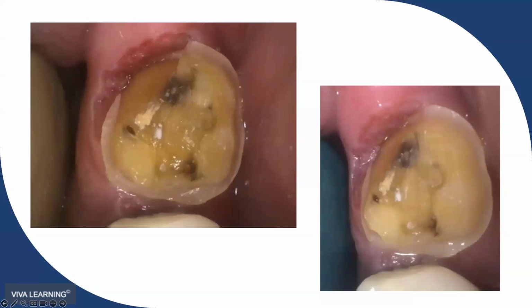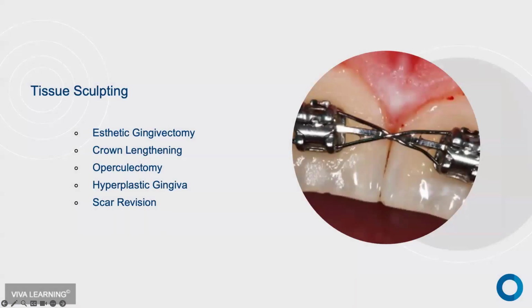Okay, so those are some more extreme and deeper cases. But another method that I have in here is I can actually do tissue sculpting. There's the capability to do crown lengthening, like I said. That's more of a sculpture scar revision. I'll show you that case if we have a little time.